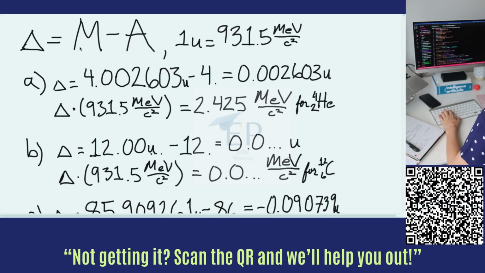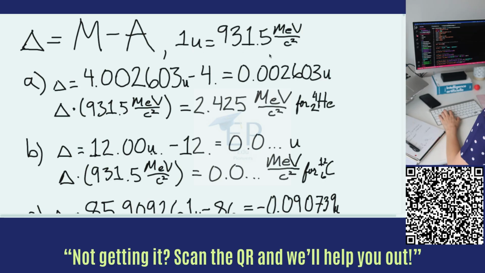So to do that, you take the mass in atomic mass units minus the atomic mass number, which is an integer, but I'm calling it a decimal, and we're going to assume, since we're subtracting from a number with units, that the atomic mass number has units as well. And we come up with a difference of 0.002603 atomic mass units for helium.